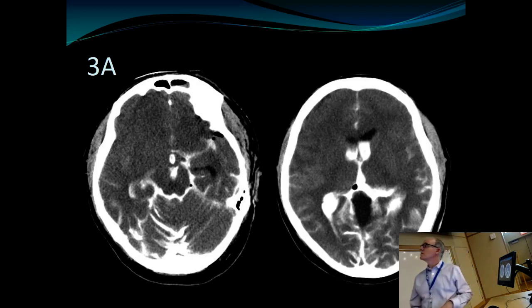Okay. Now, fortunately, CT is very sensitive for this. We almost always pick this up on a CT, but let's just say, theoretically here, you did a CT, you were thinking it was subarachnoid hemorrhage, and your CT didn't show anything.